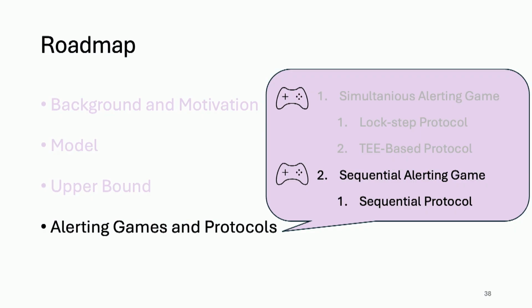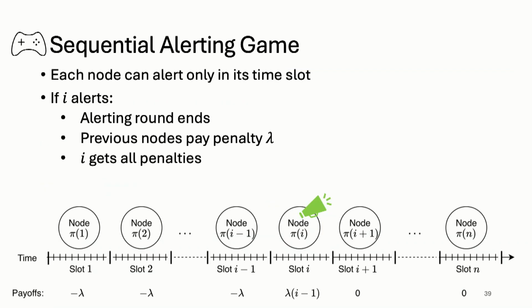But what if we're OK with having a bit less of bribery resistance, still quadratic, but in exchange, we lose this simultaneity assumption. So what we're going to do next is I'm going to show you the second game, the sequential alerting game. And the idea here appeared in Chainlink's 2.0 white paper. So the game goes as follows.